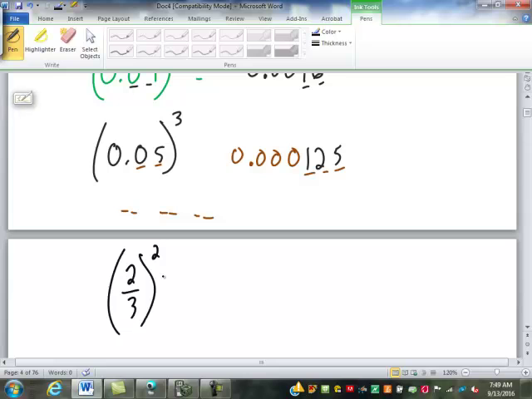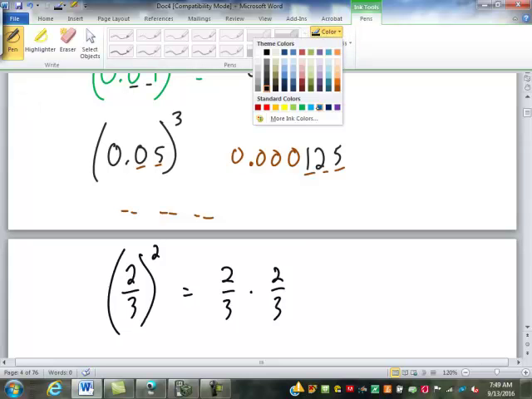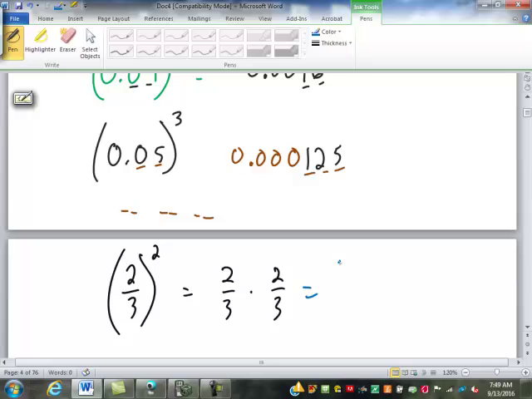How about this? 2/3 squared. Well, this is going to be 2/3 times 2/3, right? When we multiply straight across, 2 times 2 is 4, 3 times 3 is 9. When we take a fraction to a power, this just becomes 2 squared on top, 3 squared on bottom. We can actually separate it out and do the numerator and the denominator separately.